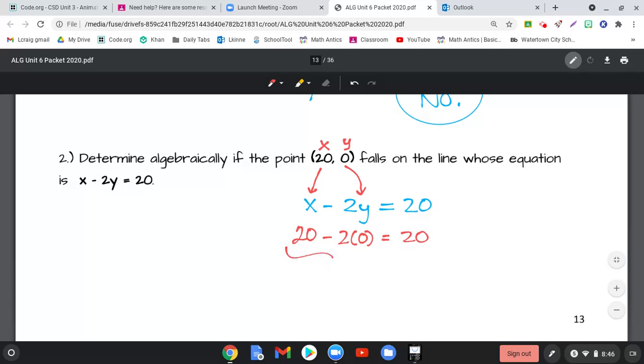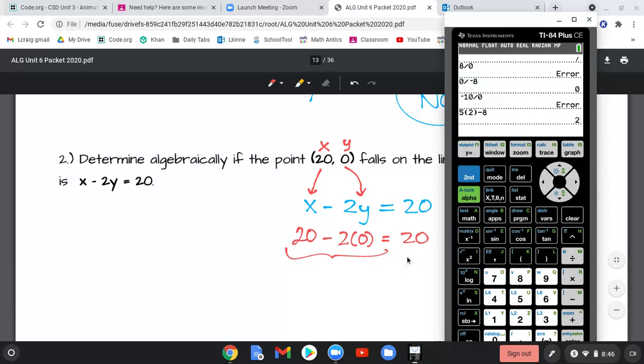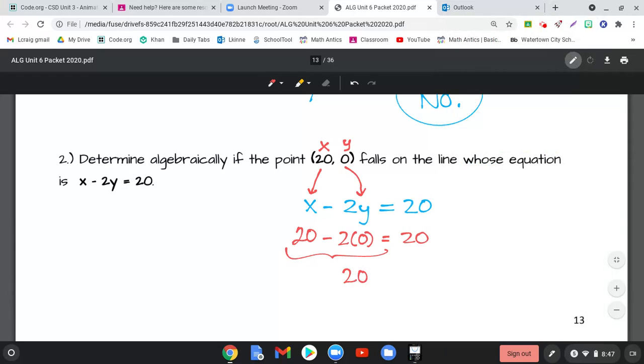And again, you can type this whole thing in, but basically 2 times 0 is 0, and 20 minus 0 is 20. But again, if you're not sure, you don't want to just cross the 0 out and say, oh, that's 18. All right, let the calculator do the work. Let the calculator check your work. Notice how I'm typing it in, just like I wrote it. 20 minus 2 times 0, 20. This side's already 20. Since they're equal, yes, the point does fall on the line. All right.